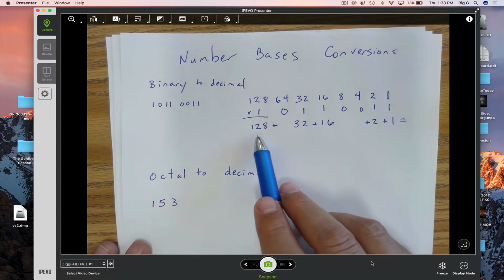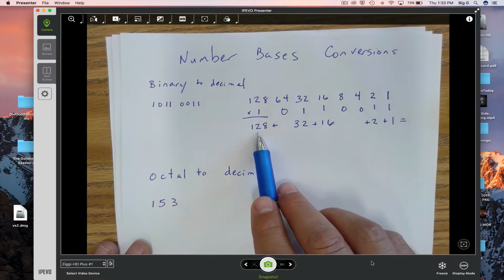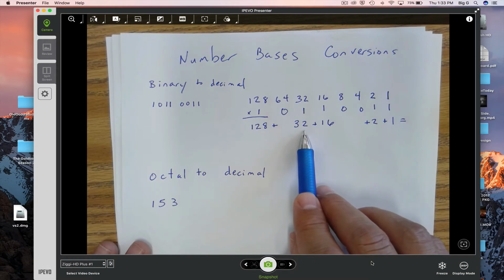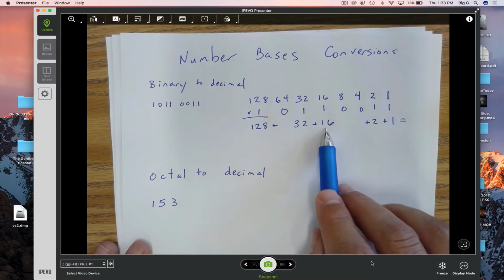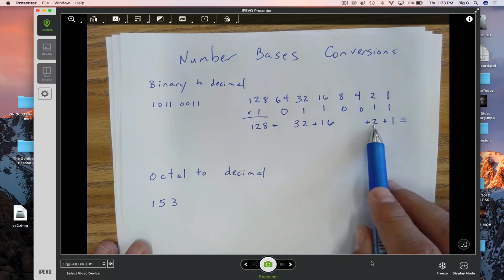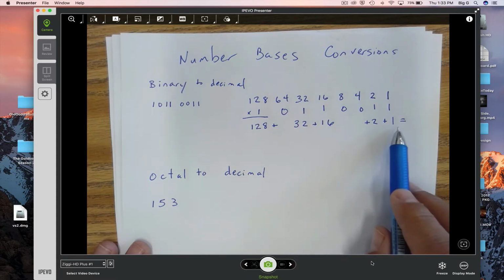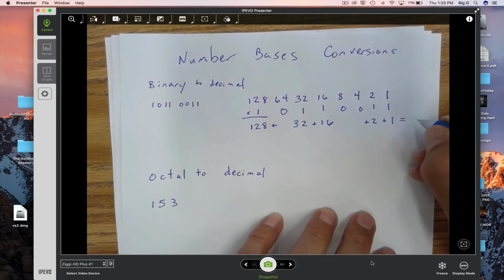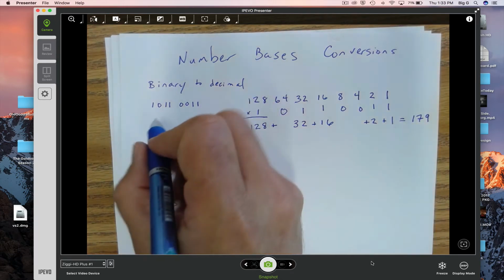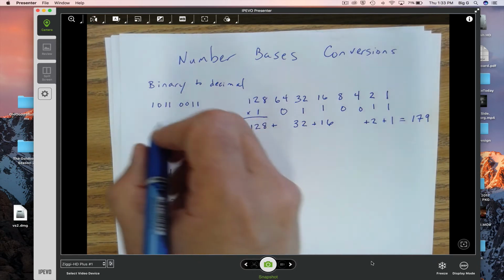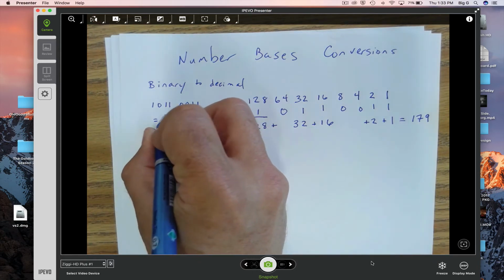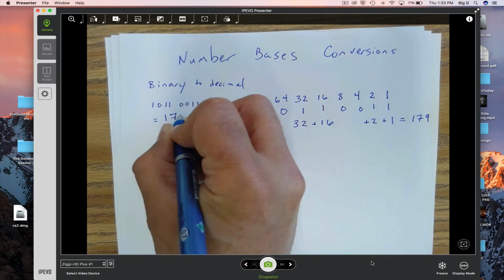So if I add these up, what do I get? Well, 128 and 32 is 160. Plus 16 is 176, plus 2 is 178, and plus 1 is 179. So if I'm converting this binary number to decimal, well, that's 179.